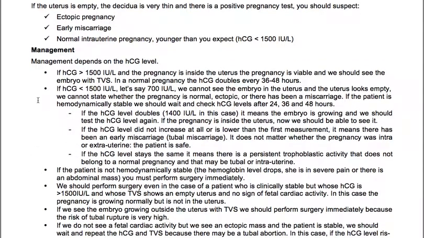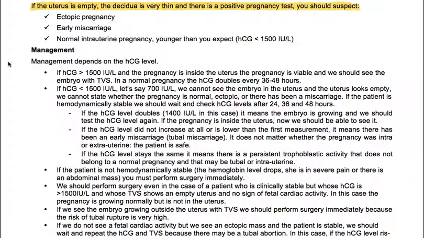If the uterus is empty, the decidua is very thin, and there is a positive pregnancy test, you should suspect ectopic pregnancy, early miscarriage, or normal intrauterine pregnancy, younger than you expect. HCG less than 1500. So, if the uterus is empty, the decidua is very thin, and positive pregnancy test, suspect ectopic pregnancy, early miscarriage, or normal intrauterine pregnancy younger than expected.